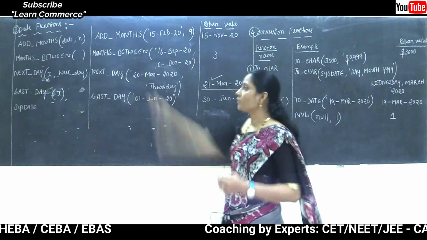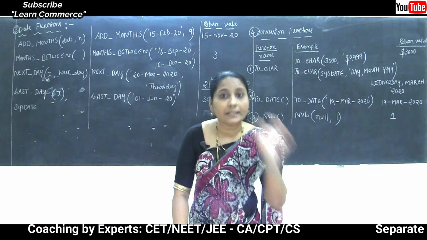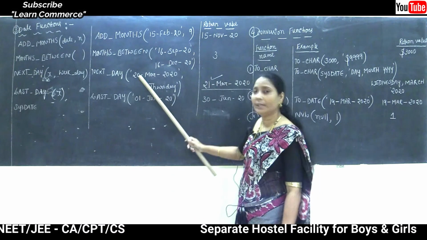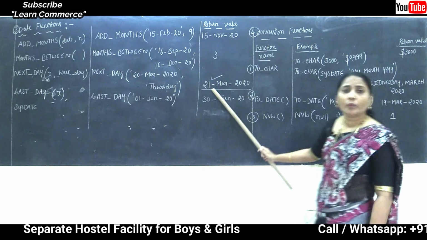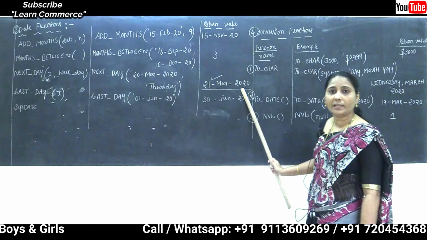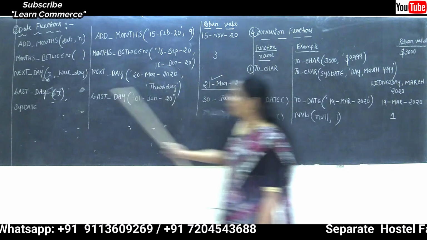So why are we using next_day? To return the next date of the weekday. The next day after the 20th, we can say very easily, is called the 21st March 2020, after the date occurs here. So this is about our next_day.